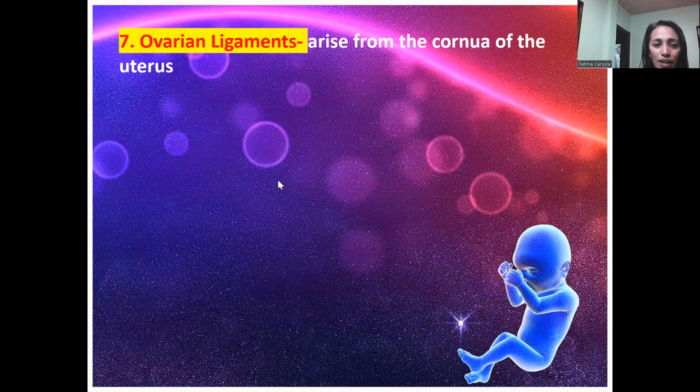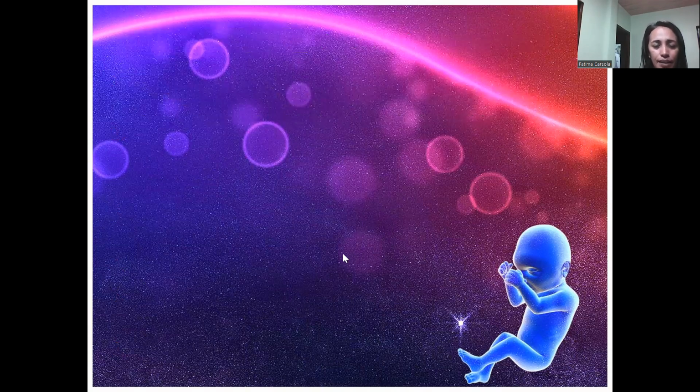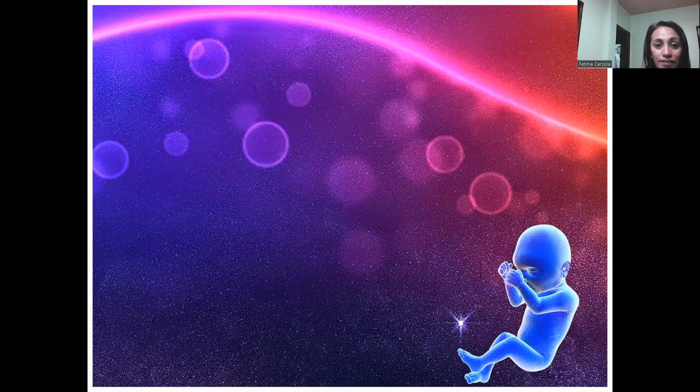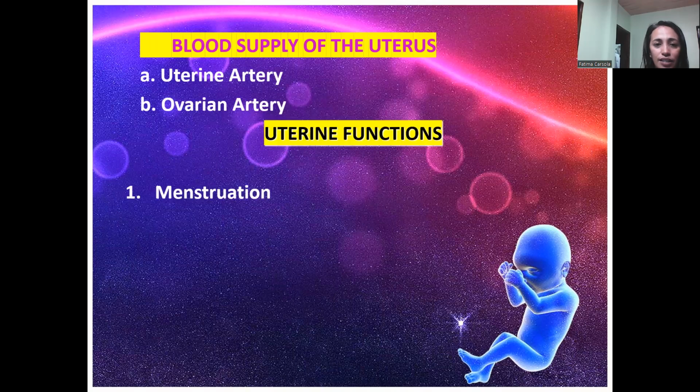Okay? Next, you will have your ovarian ligaments. Okay, it arises from the cornua of the uterus, and you have your pubocervical ligaments, okay, that pass forward from the cervix under the bladder to the pubic bones. Okay, so this is your uterus. That is the totality of the picture. And then the blood supply of the uterus comes from the uterine artery, the ovarian artery.